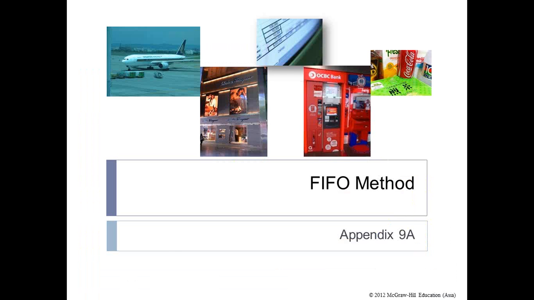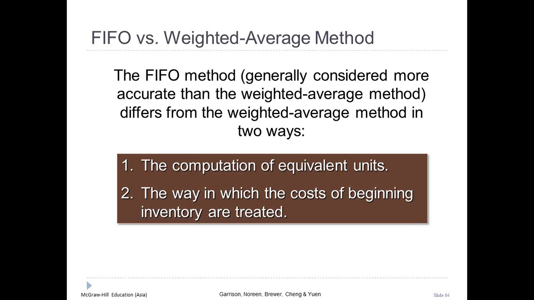So let's look at the FIFO method. FIFO is considered a more accurate measure of cost than weighted average. It is important to be careful with your handling of beginning work in process inventory when using the FIFO method. While calculations in weighted average and FIFO appear to be similar, there are significant differences between the two methods. We will be using our previous examples to illustrate this case.